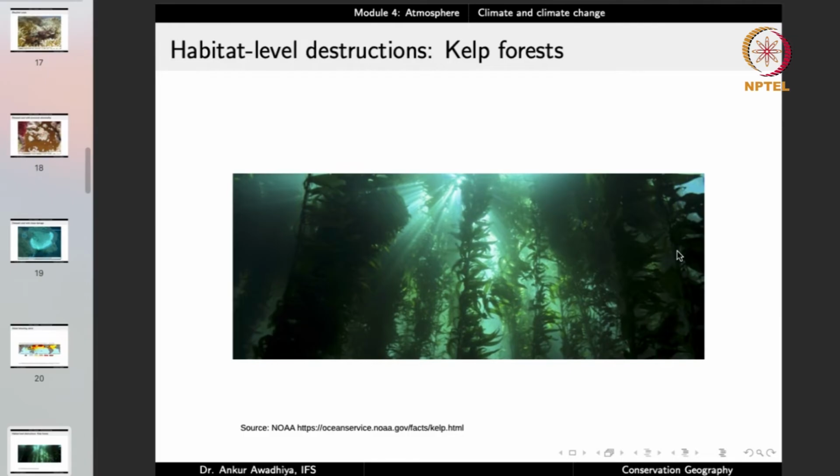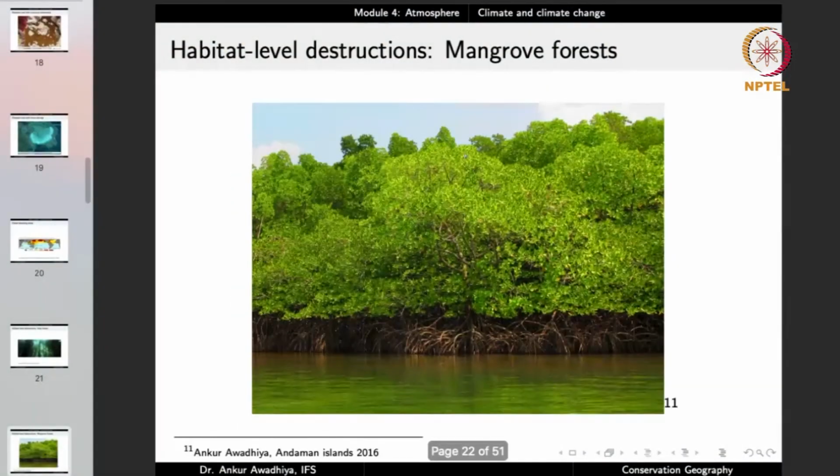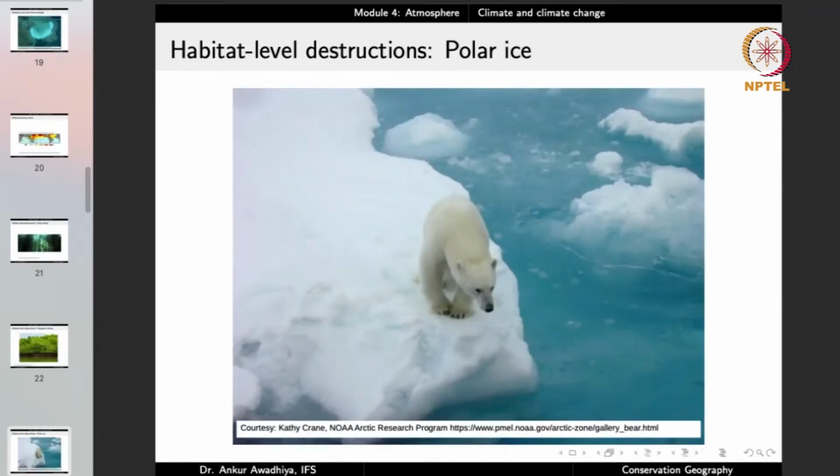Another habitat level destruction is in the kelp forests. The kelp forests again are keystone species, and they act as shelter for a large number of organisms. Now we are observing that these kelps are dying off. Another change is in mangrove forests. Mangroves are dying. We are observing changes in the polar ice. So if the polar ice reduces, the polar bear has nowhere else to go.